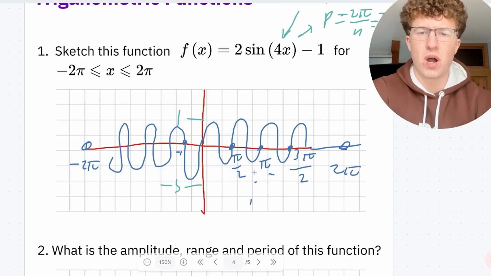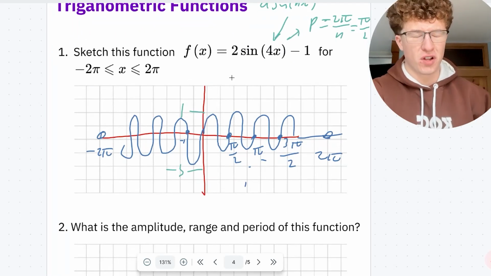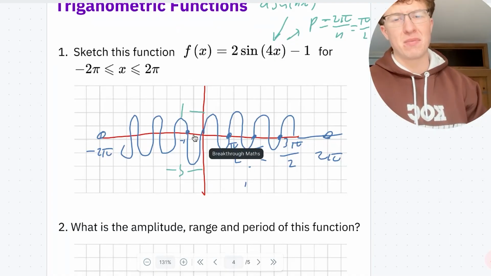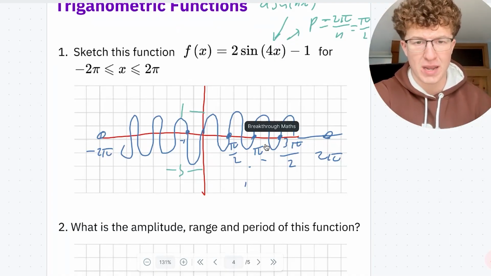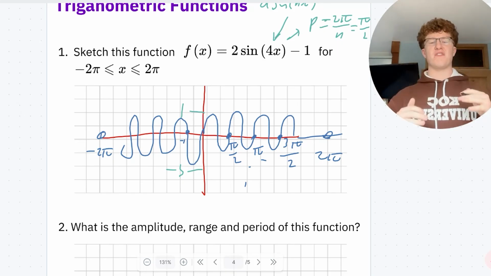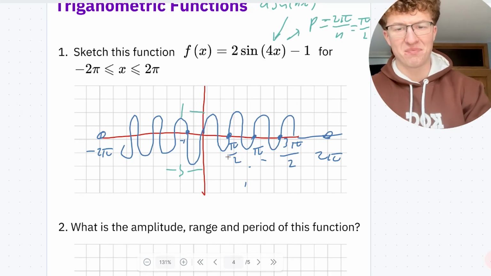But what we're trying to test here is that you understand that, okay, the 2 at the front, that means it's going to be twice as high. The 4 in front of the x, that means it's going to oscillate 4 times as quickly. And then the minus 1 at the end is like, okay, it's going to shift the graph down by 1. And then when you sketch it, it should look something like this.